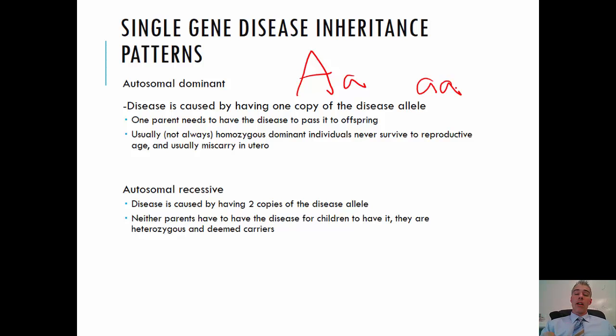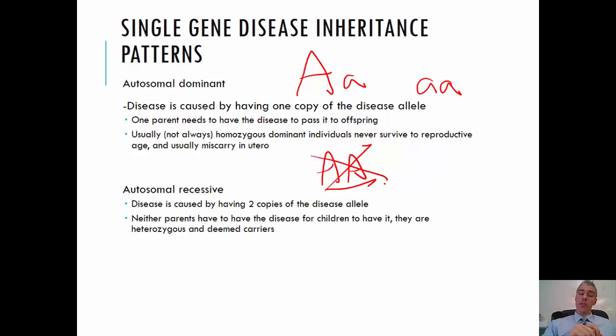And in autosomal dominant inheritance, one of the parents has to have the disease to pass it down. It's not masked in people like it would be in autosomal recessive, which you'll see in a second. So you usually see the disease in every single generation if it exists. It doesn't disappear and then come back again. Usually, and this isn't always the case, if you're big A, you usually do not survive to adulthood or reproductive age, or you're sterile.